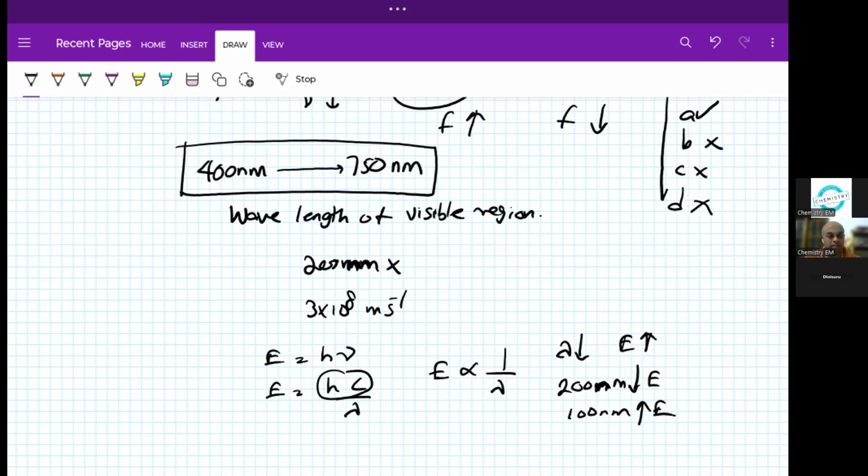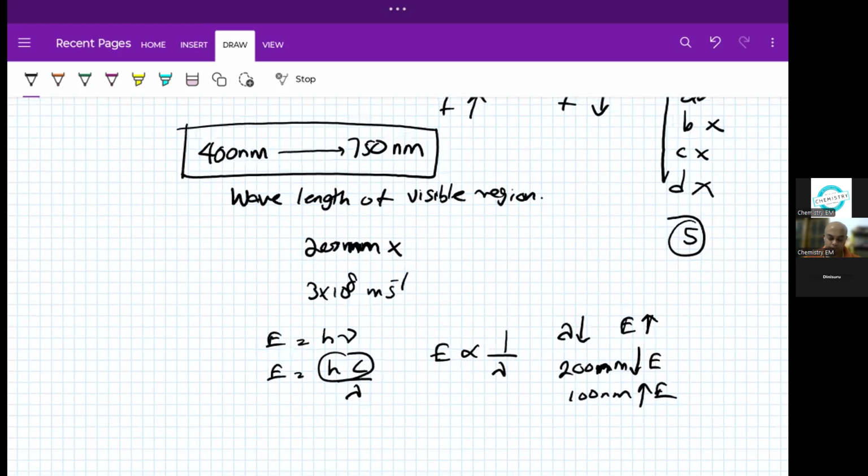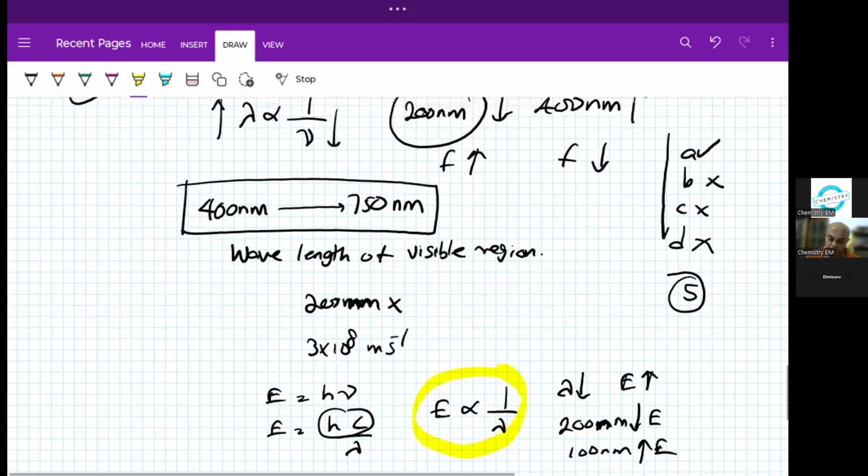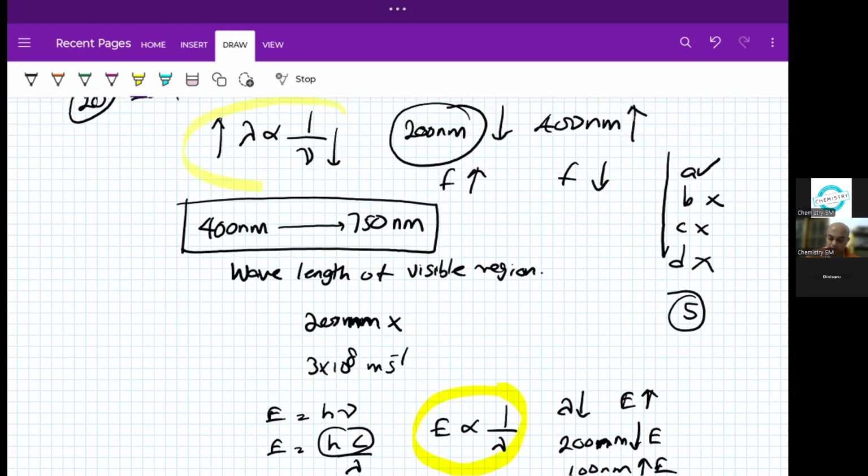So only A is correct, B is wrong, C is wrong, D is wrong. So the answer should be the fifth one. These small things, maybe you have not done in the theory class. We have not done everything in the theory class. But by using the theories that we have used, you should be able to derive these kinds of things as well.